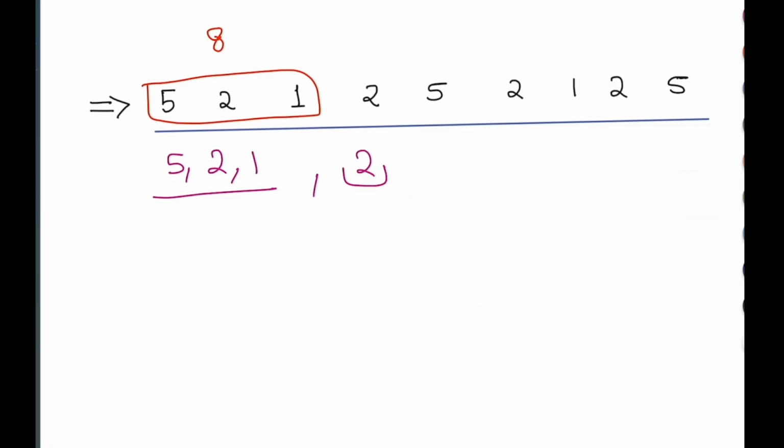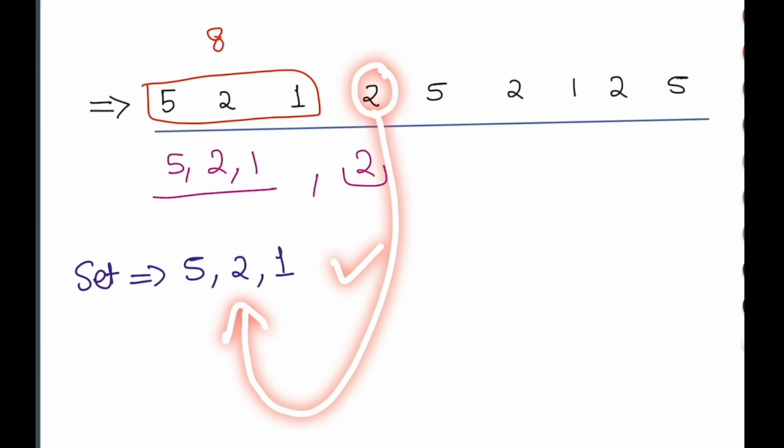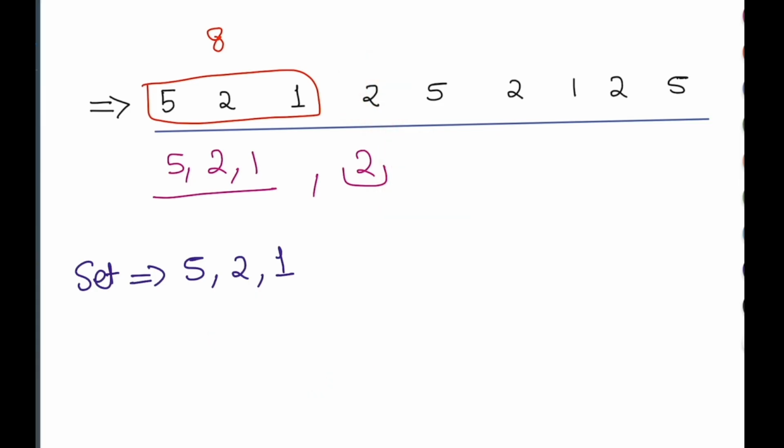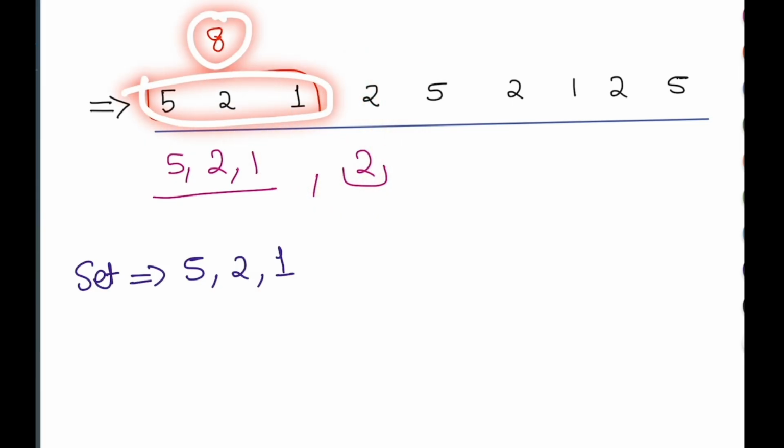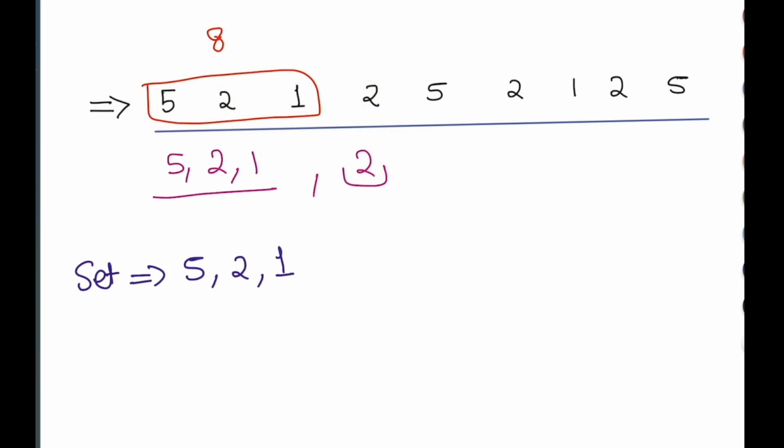So what we can do is, we can have a set, right? We can say, okay, I got a 5, I got a 2, I got a 1, right? My next element which is coming is 2. Is this 2 already in my set? Yes. It means now my subarray cannot be 5, 2, 1, 2 because this 2 is already in my subarray. At this point, my current sum is 8. That is my maximum sum I have got as of now.